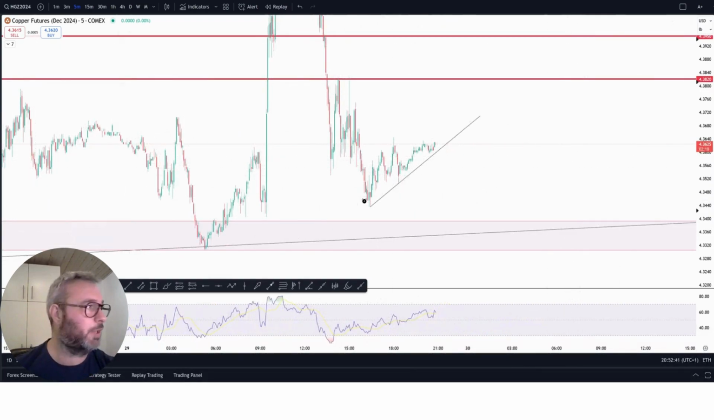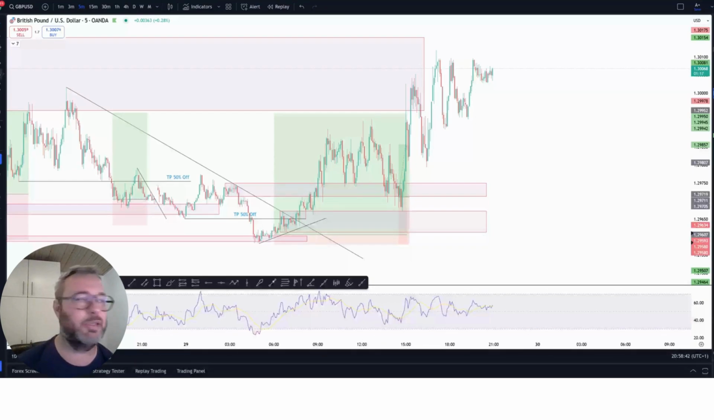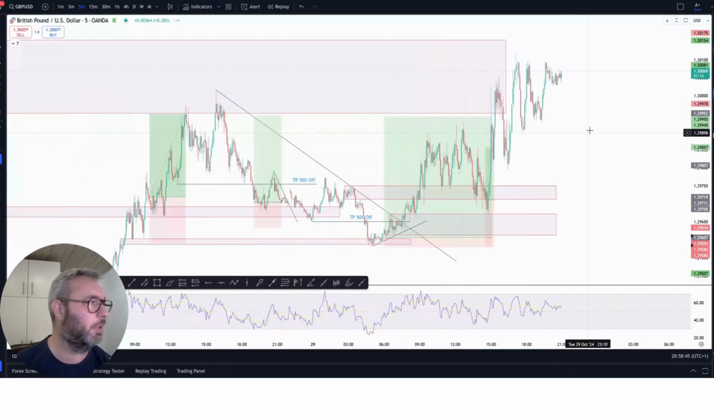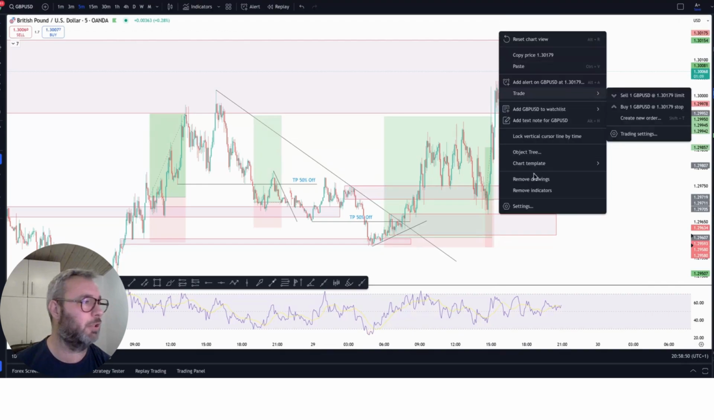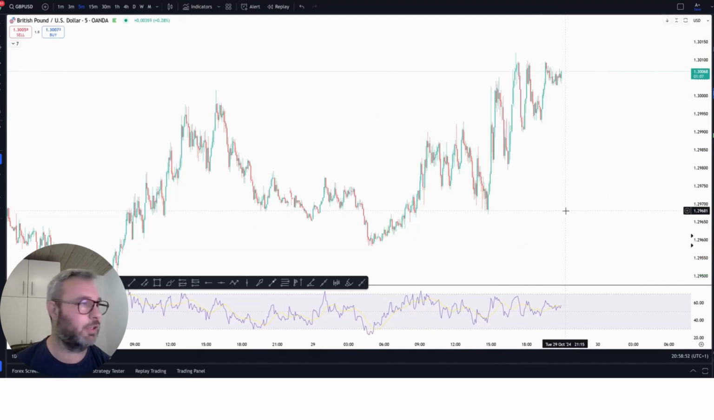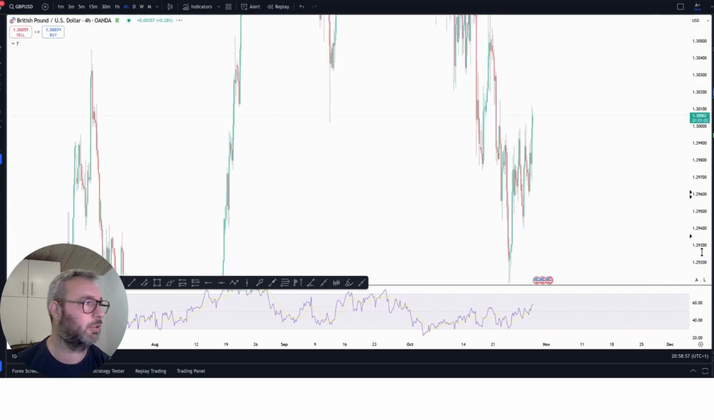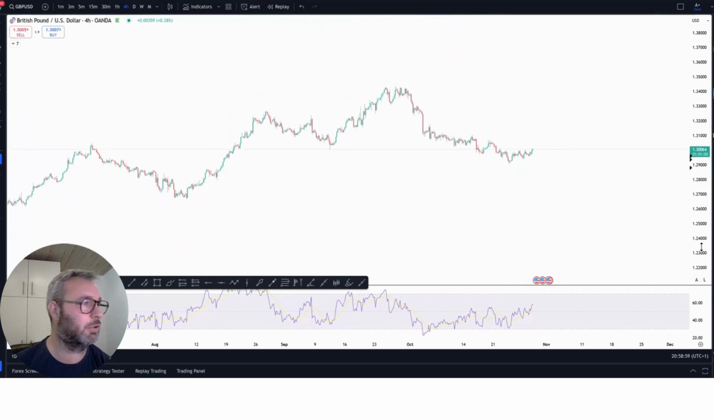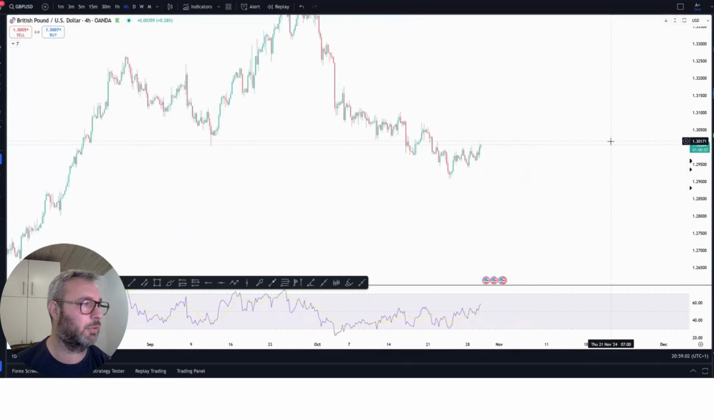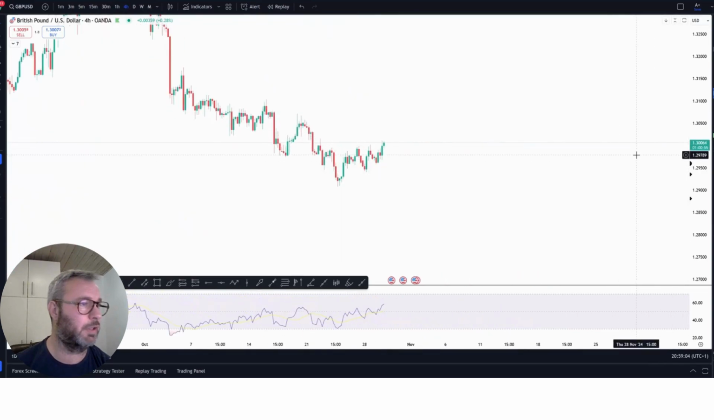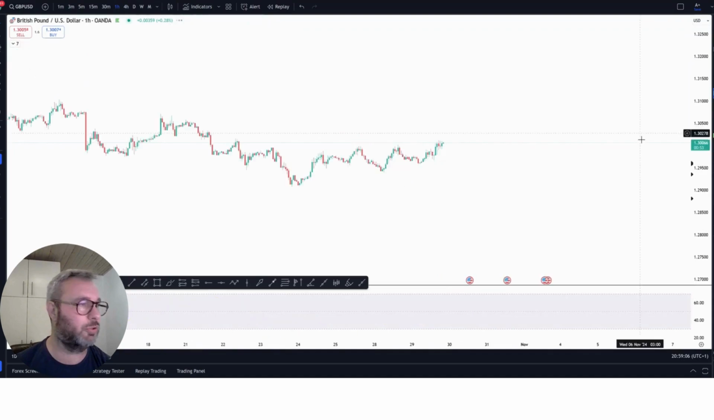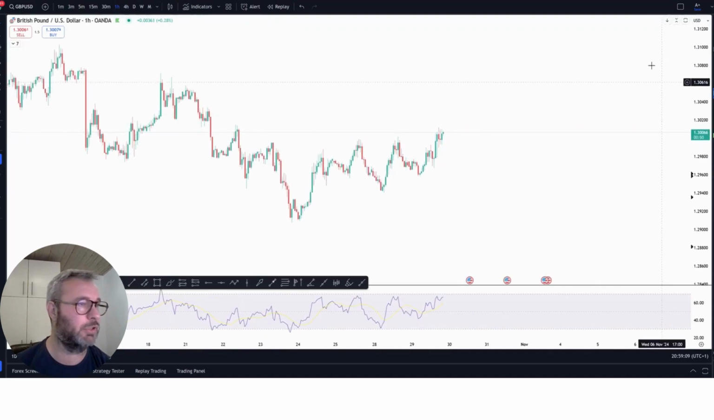And the last pair will be GU, as I use on the 5-minute chart for entries. So the last pair that I use on the lower time frame is GU, pound USD. So I start with removing everything and start with the four-hour chart. So what do we have? Here I normally just use support and resistance levels.